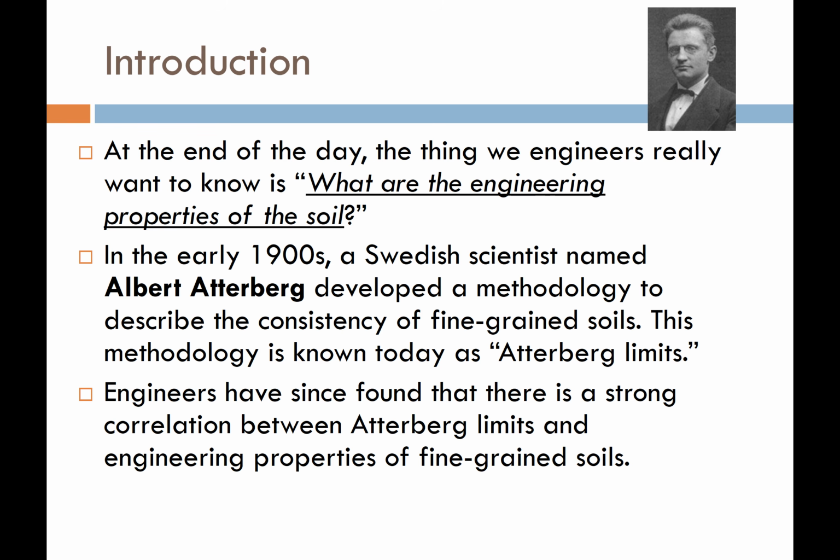The reason engineers care about this stuff is because ultimately at the end of the day, we're concerned about how the soil behaves under different moisture contents. And more importantly, we're concerned about the different engineering properties of the soil. So if there was a way that we could correlate or estimate the engineering properties of the soil and relate that back to moisture content, that would be a really useful tool to have. And so we use these boundaries or Atterberg limits to correlate a lot of these different engineering soil properties.